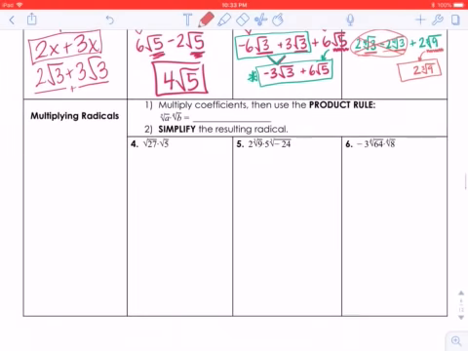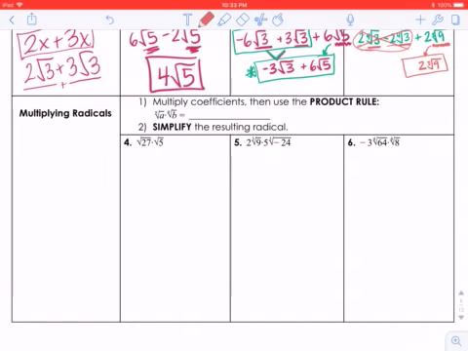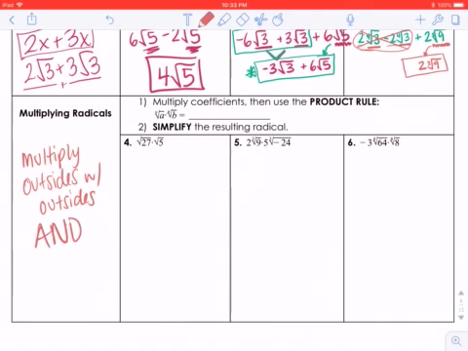Multiplying is pretty simple as well. So with multiplying, what we do is we multiply outsides with outsides, and insides with insides.